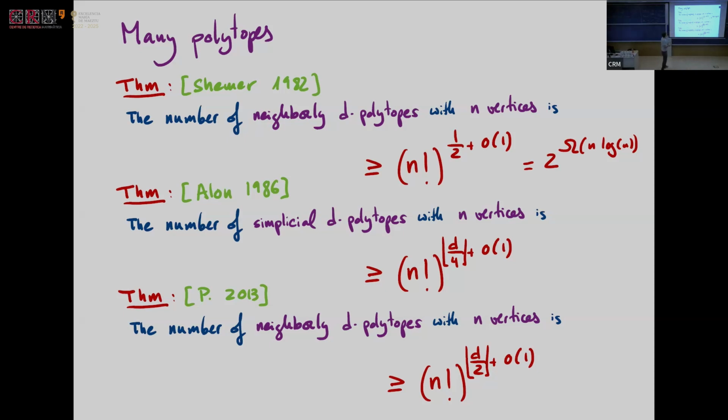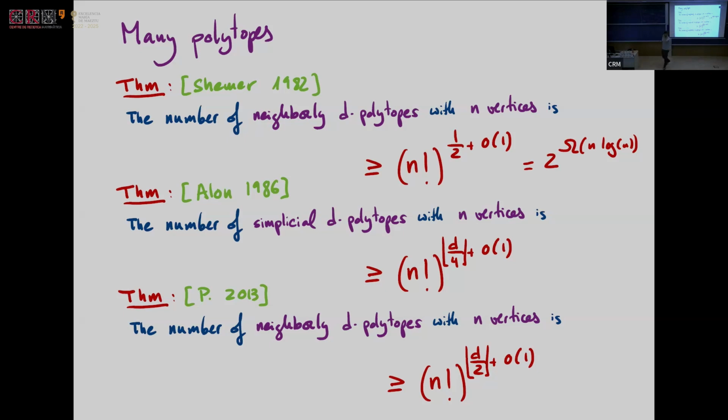And then this was improved for simplicial polytopes, where we lose this property of being neighborly, to n factorial to the d/4 by Alon. See that once you've settled this asymptotic dependence, what you're looking at is essentially the constant in front of n log n. This is a constant that depends on d. And if you look at this game, Shemer proved 1/2 and Alon proved d/2.